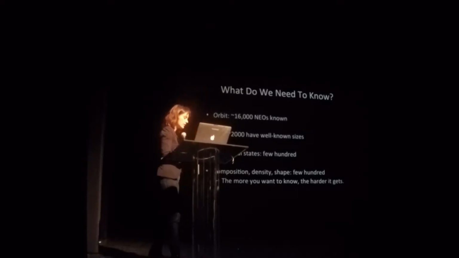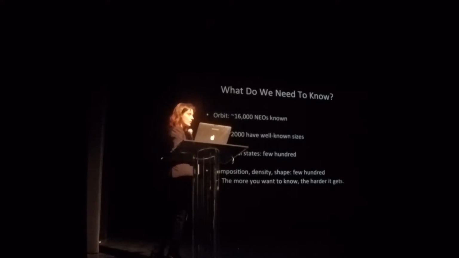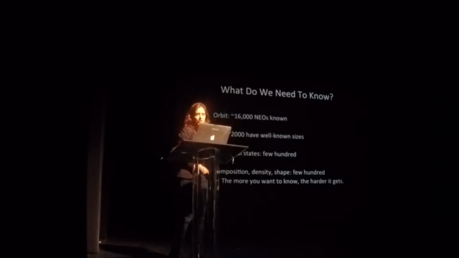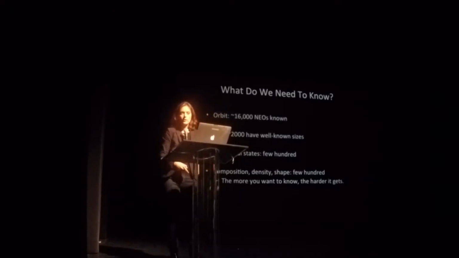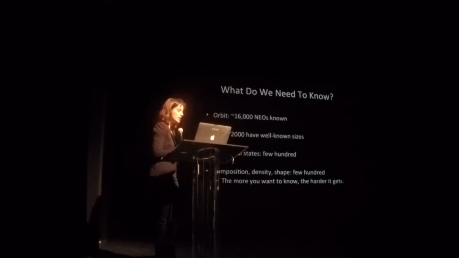As of today, we know of about 16,000 for which we have orbits. We can say reliably that they do approach within the region of the Earth, and we call them near-Earth objects for that. Sizes, maybe only a couple thousand objects have well-determined sizes at this point. So think of it this way, we know of a lot of objects, but the more you want to know about them, the smaller the number gets, because it's hard to gather this data.